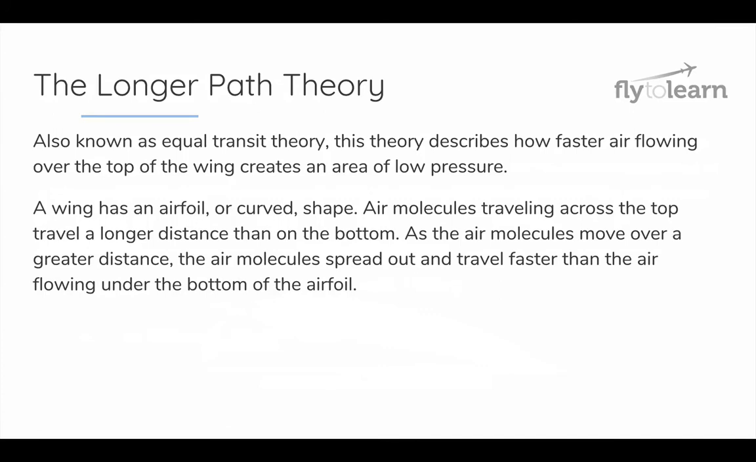The longer path theory describes how faster air flowing over the top of the wing creates an area of low pressure. Because the wing has a curved shape, air molecules traveling over the top travel a longer distance than the bottom. Since the air molecules traveling over the top of the wing have to go over a greater distance compared to the flat bottom, the air molecules on top spread out and travel faster.